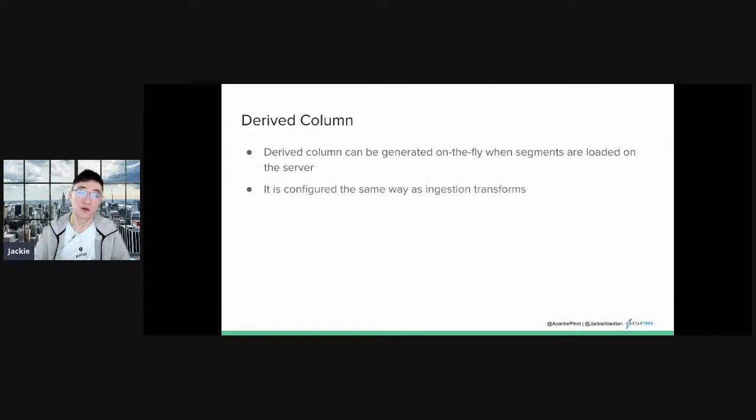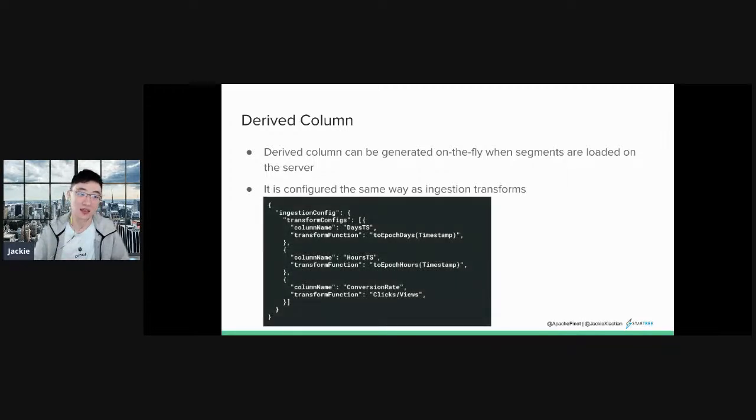So what does it mean? It means, let's say I already have a lot of segments loaded on the server side, and I don't have this derived column yet. In order to generate it, I only need to configure the derived column the same way as the ingestion transforms, like this.